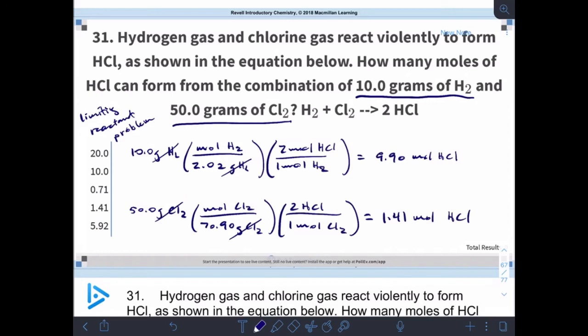Okay, the one that gives me less product is the limiting reactant and tells me the maximum yield. Right, so it looks like that is our 4th answer from the top.